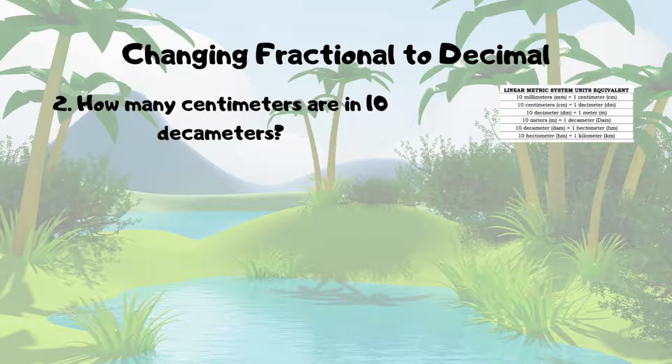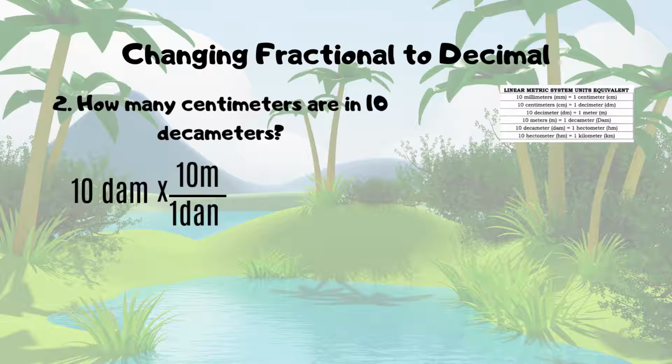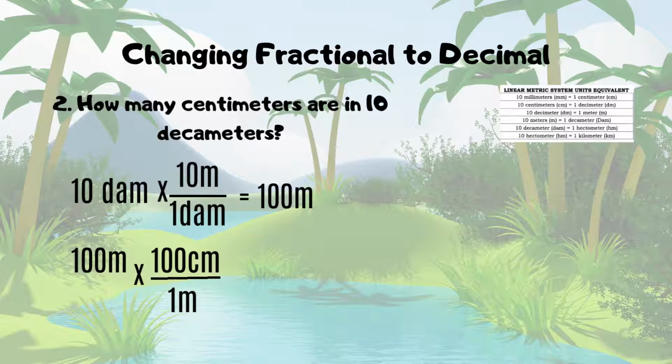For sample number 2, we're asked to find the number of centimeters in 10 decameters. Let's start by converting 10 decameters to meters. Since 1 decameter is equal to 10 meters, we multiply 10 decameters by 10 meters per decameter to get 100 meters. Now we convert 100 meters to centimeters. Knowing that 1 meter is equal to 100 centimeters, we multiply 100 meters by 100 centimeters per meter, giving us 100 times 100, which is equal to 10,000 centimeters. Therefore, there are 10,000 centimeters in 10 decameters.